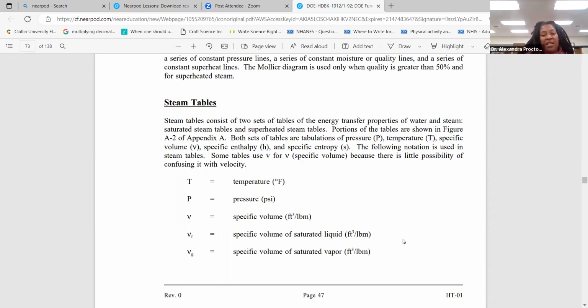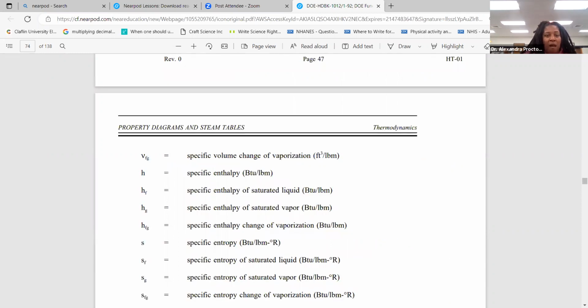V sub F is specific volume for a saturated liquid, which is in cubic feet per pound mass. And V sub G is the specific volume for the saturated vapor, and that is in cubic feet per pound mass. V sub FG is the specific volume change of vaporization, and that is in cubic feet per pound mass.